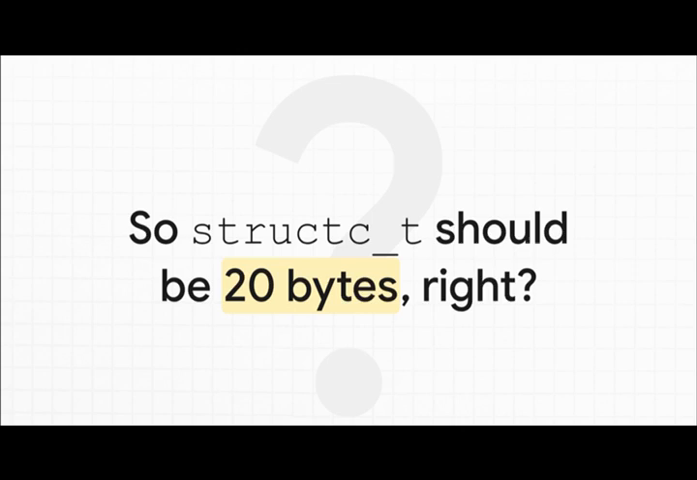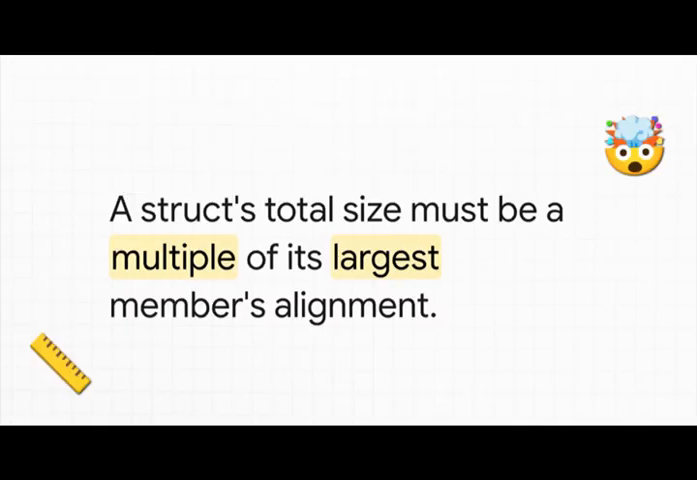Seems logical, doesn't it? Nope. The compiler comes back and tells us the actual size is 24 bytes. What is happening here? We found those 7 padding bytes between the members, but where did these other 4 mystery bytes come from? It turns out there's one more rule we haven't talked about yet. And here it is, the real kicker.